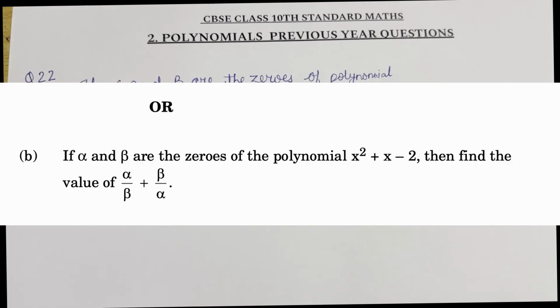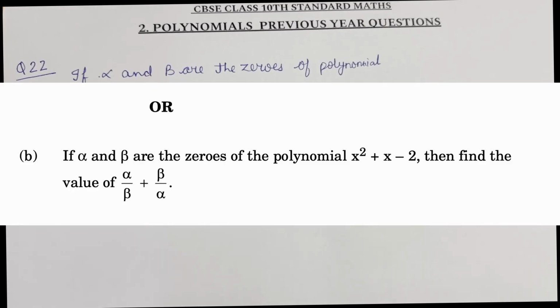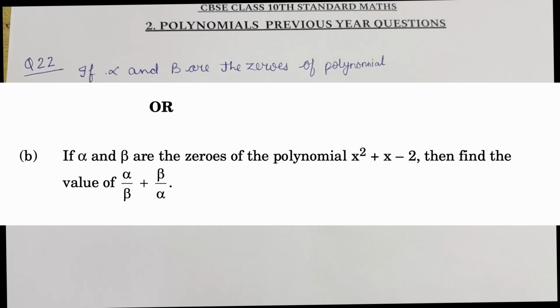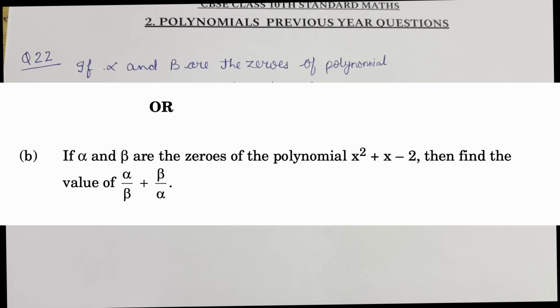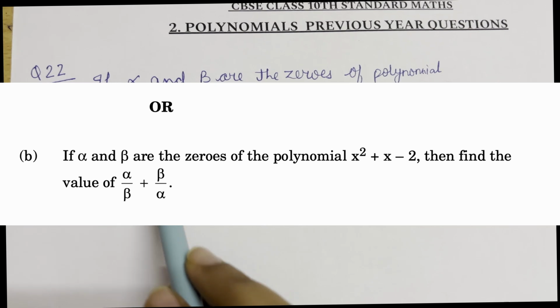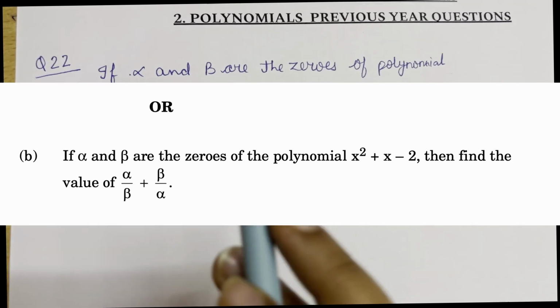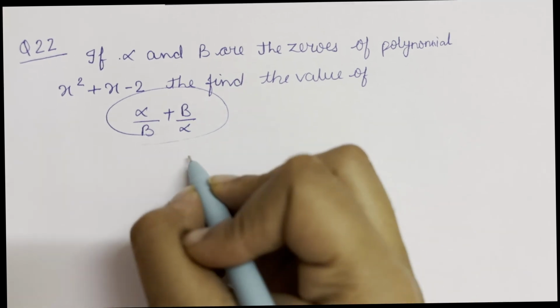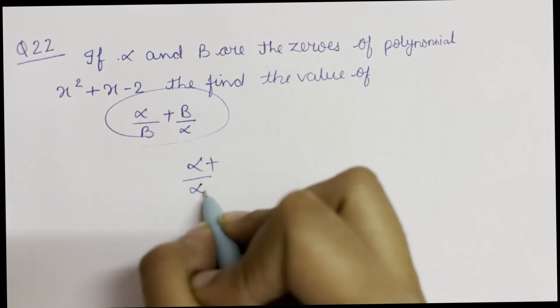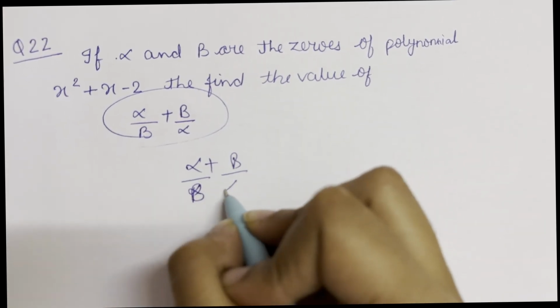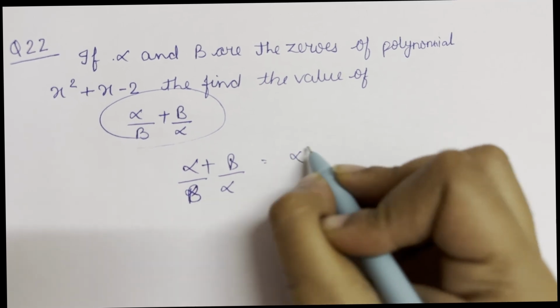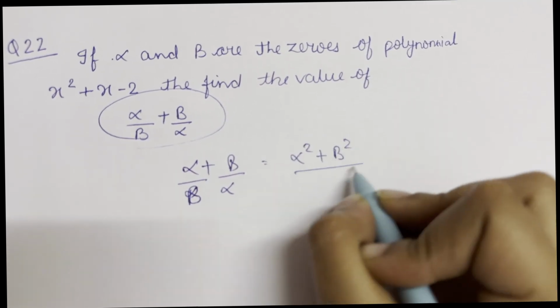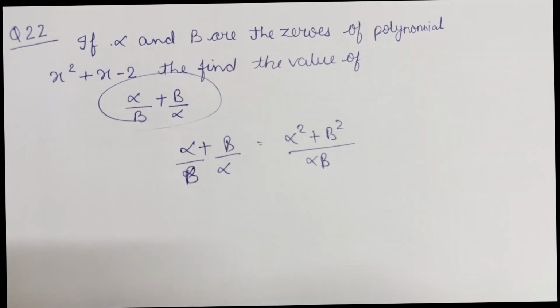This question says that if alpha and beta are the zeros of the polynomial x square plus x minus 2, we are asked to find the value of alpha upon beta plus beta upon alpha. So first of all, we'll resolve this. On taking LCM, it becomes alpha square plus beta square upon alpha beta.